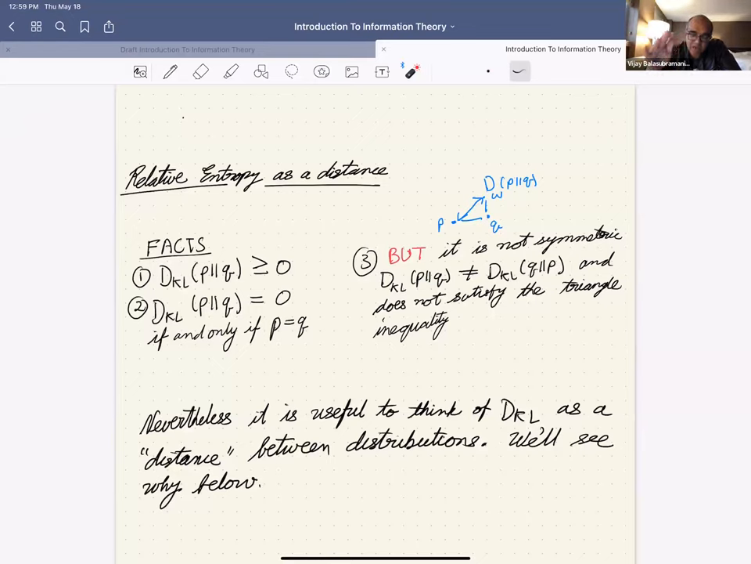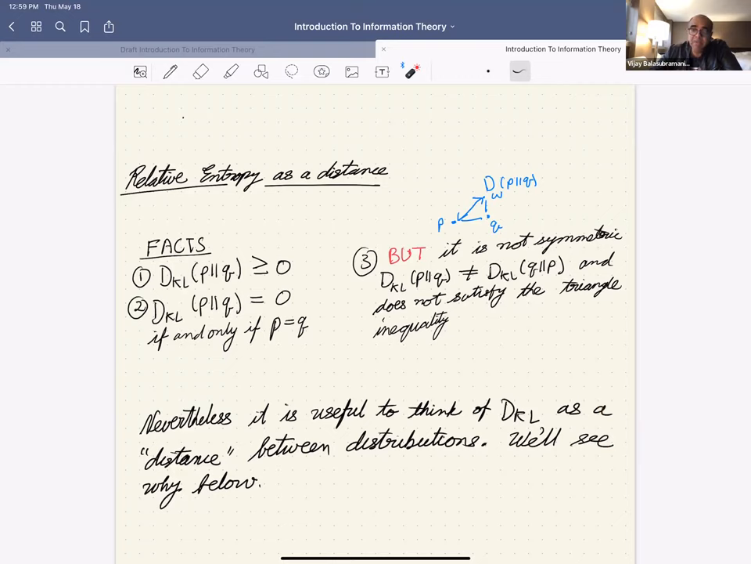But nevertheless, we're going to find it's very useful to think about the relative entropy, or the Kullback-Leibler divergence, as a distance between distributions. So that's what I'm going to end with today, about using it in that way. There are various ways of seeing this. The first way is by looking at the law of large numbers.